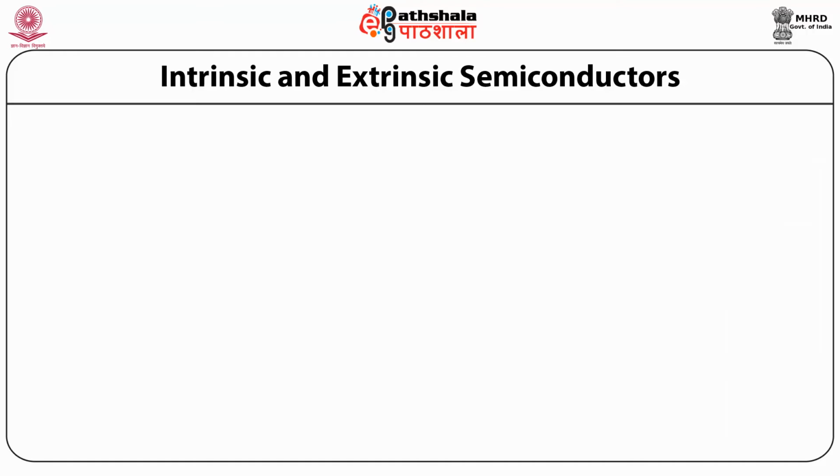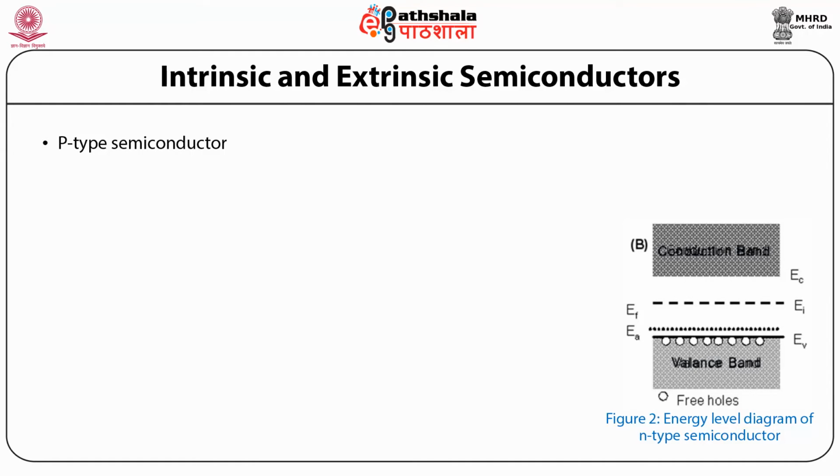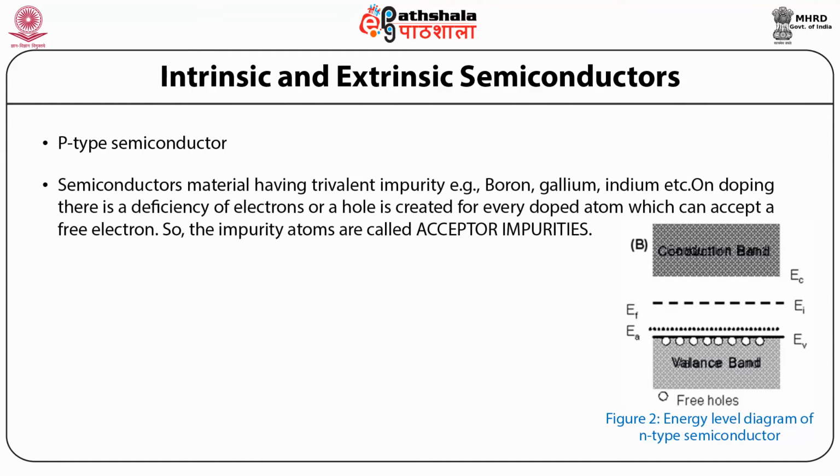Let us now discuss P-type semiconductors. These semiconductor materials have trivalent impurities, for example boron, gallium, indium, etc. On doping, a deficiency of electrons, or a hole, is created for every doped atom, which can accept a free electron. So the impurity atoms are called acceptor impurities.